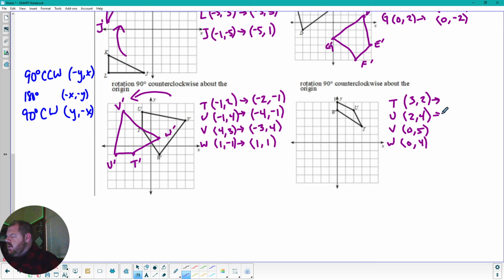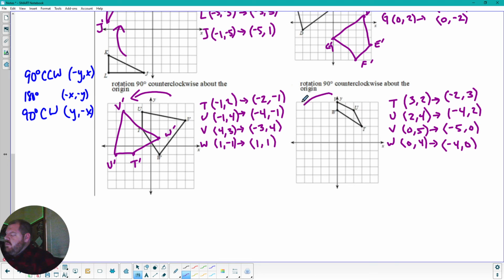Okay, and we are doing a 90-degree counterclockwise rotation, so that's the top rule that I have here, 90-degree counterclockwise. Switch them and make the new x-coordinate its opposite. So switching them would be 2, 3. We want -2, 3. Switching them would be 4, 2. We want -4, 2. Switching them would be 5, 0. We want -5, 0. And -4, 0.